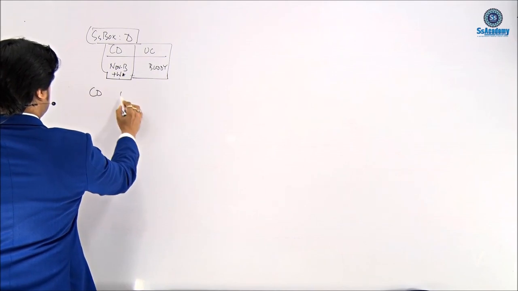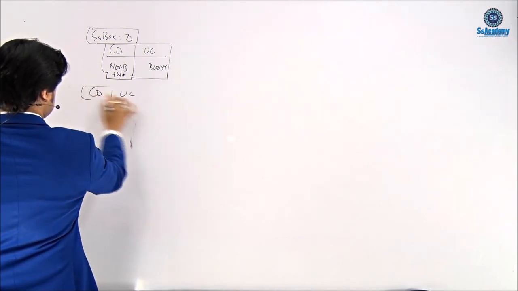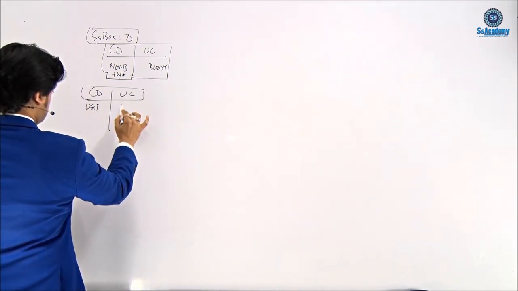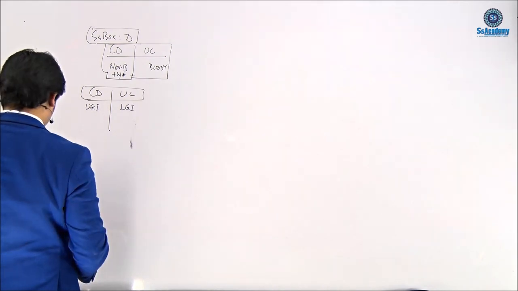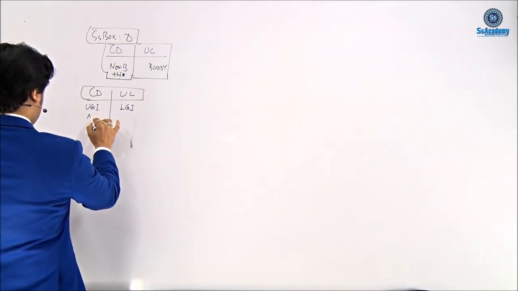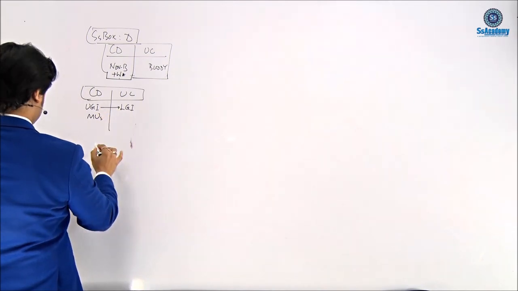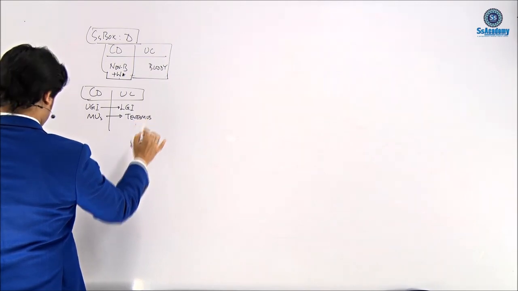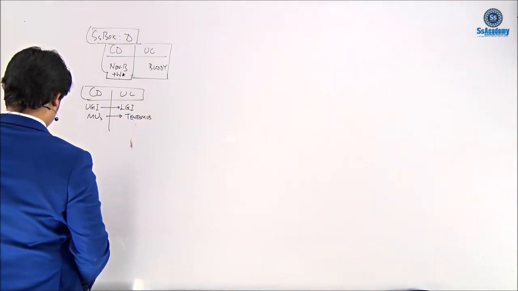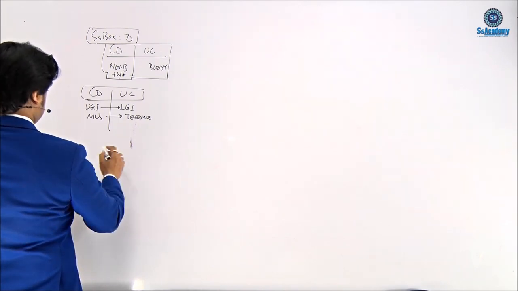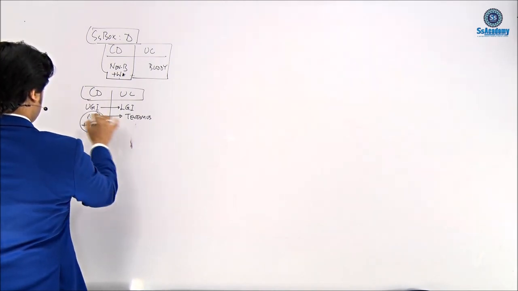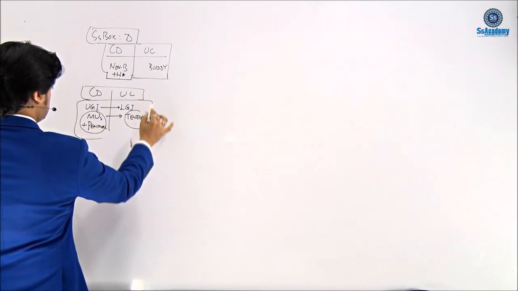Another box, the CD and UC. The syndromes, usually the upper GIT, UGI symptoms. In contrast, this is LGI, lower GI tract symptoms. UGI symptom is the mouth ulcers. All right. In contrast, this is tenesmus. But the most important point in Crohn's disease is the perianal disease. This is very important, the bundle pack, all right? The box.